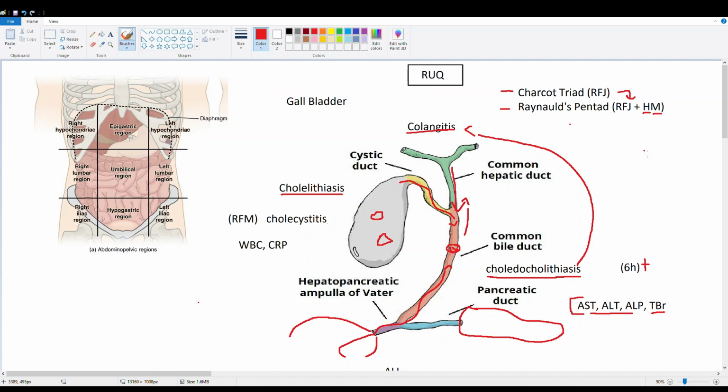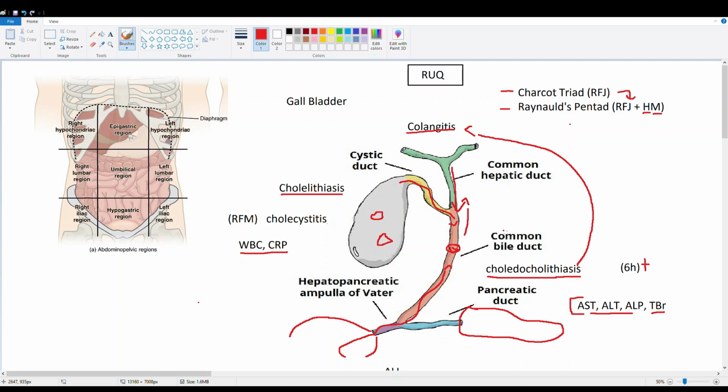Alright, so on labs, we're going to see our elevated liver labs as we saw before, and on top of that, we're going to get an elevated white blood cell count and CRP. And in terms of diagnosing this, we have our ultrasound, which is going to show our dilated ducts, similar to cholelithiasis, and we can also do an MRCP if we really want to be sure to confirm.